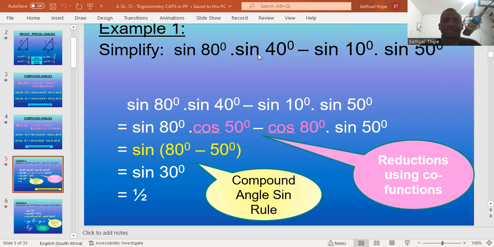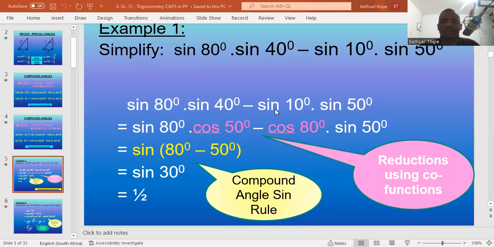We're going to implement the concept of cofunctions. The cofunction of sine is cos. And we're going to implement also the idea of complementary angles. The sum of two angles must give us 90 degrees. Here, we're going to replace sine of 40 by cos of 50 because 40 plus 50 is 90 degrees. Our reasoning is that sine and cos are cofunctions, and 40 and 50 are complementary angles.